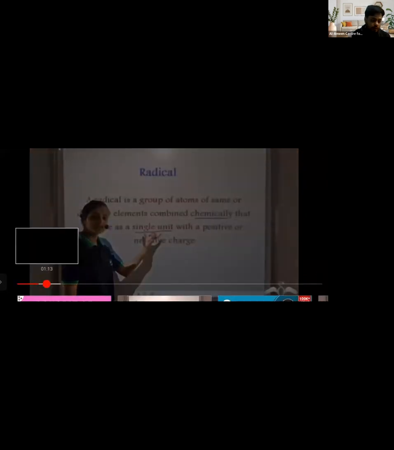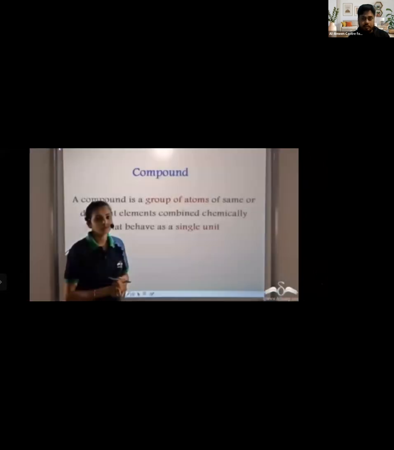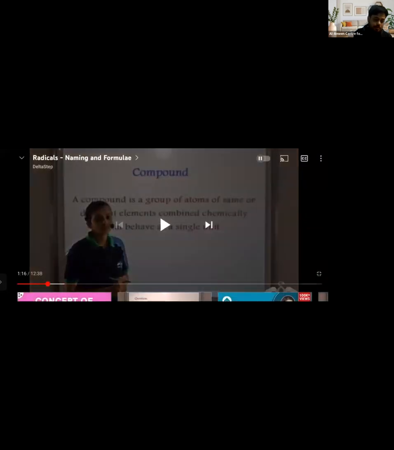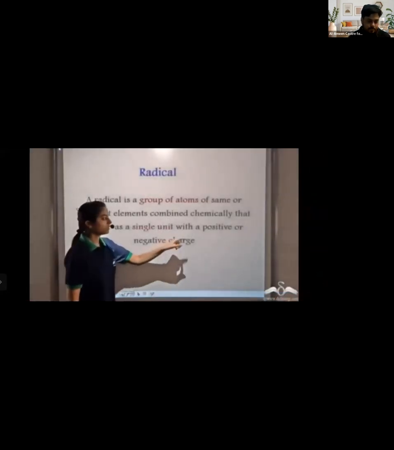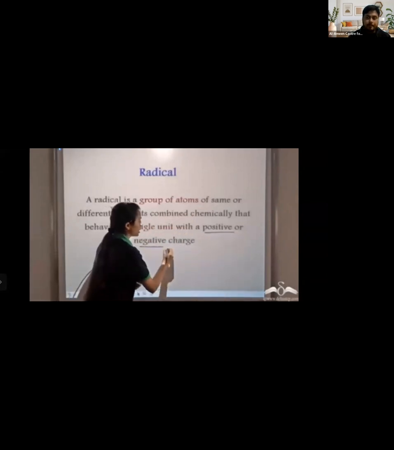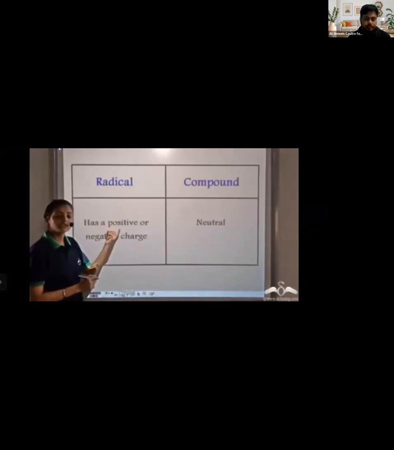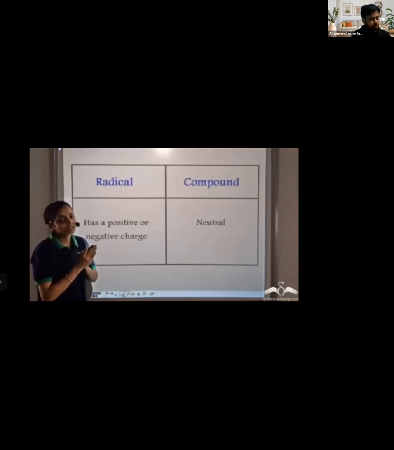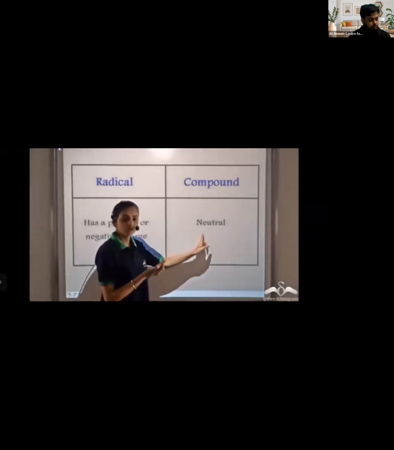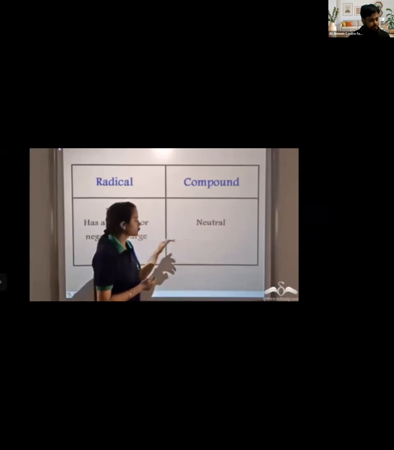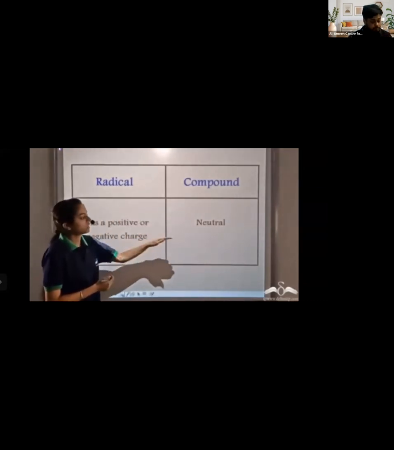Now a compound is a group of atoms of the same or different elements combined chemically and behaving as a single unit. The difference between radicals and compounds is that radicals have a positive or negative charge. They are a group of atoms of the same or different elements combined chemically, which act as a single unit, and they have a positive or negative charge. But compounds are also groups of atoms of the same or different elements combined chemically to act as a single unit, but they are neutral in character. So radicals have an overall positive or negative charge, and compounds are neutral.